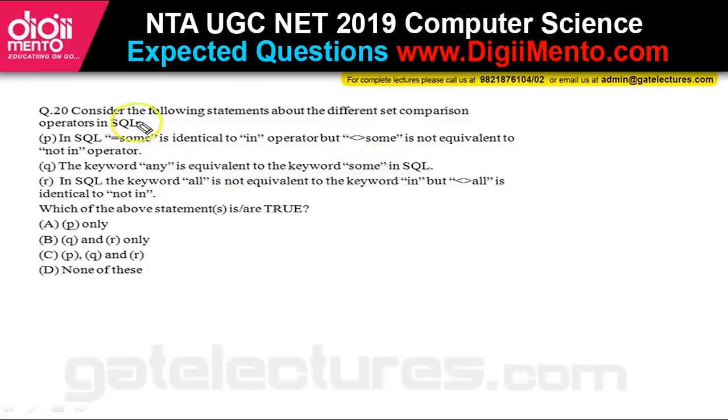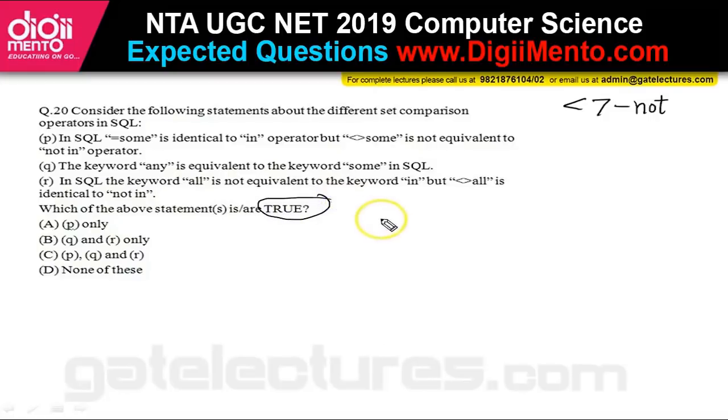We have our next question, which says: consider the following statements about the different set comparison operations in SQL. Statement P says in SQL, = some is identical to the in operator, but not = some is not equivalent to the not in operator. Statement Q says the keyword any is equivalent to the keyword some in SQL. Statement R says in SQL the keyword all is not equivalent to the keyword in, but not all is identical to not in. Which of the following statements are true? We have to pick out the true statement.